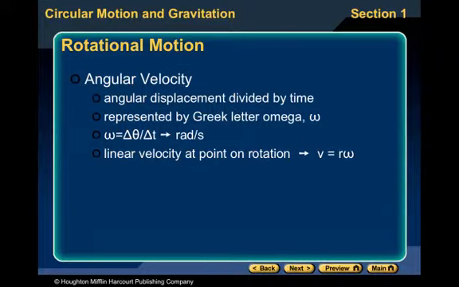Now we can represent any of these and correlate them to the linear velocities by using the radius of the point of rotation. You look at the center of rotation to whatever point you're looking at on that axis, and that would be our radius. So the radius times the angular velocity gives us our linear velocity.